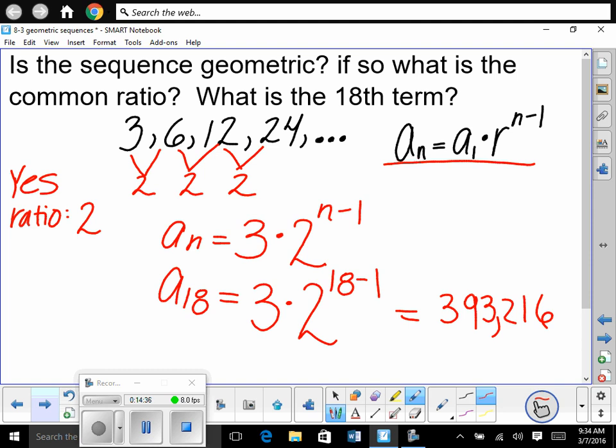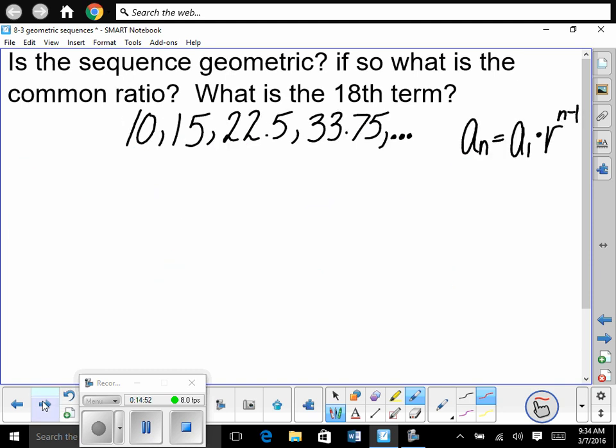Yes. Which, I mean, it is pretty big. This is a lot different than arithmetic. We're multiplying each time by 2, right? So isn't it just getting bigger and bigger? We're like doubling it each time, right? So it could be that big for geometric. Questions on that? Okay.